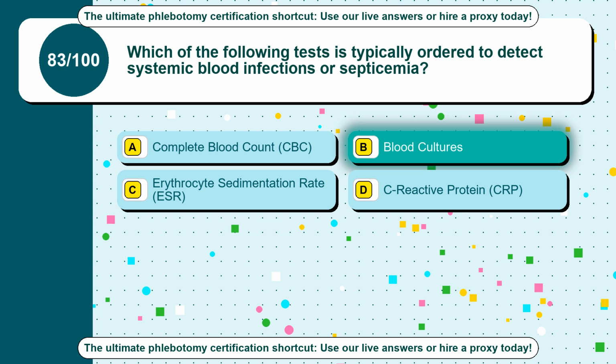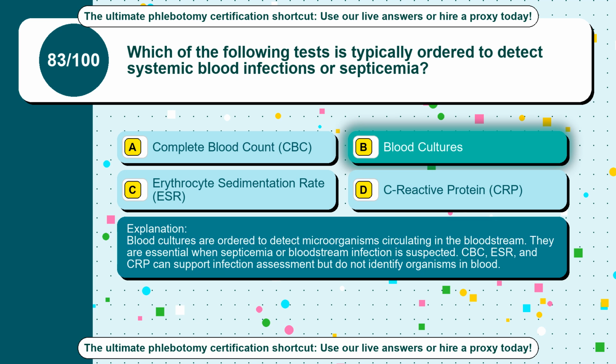The correct answer is option B, blood cultures. Blood cultures are ordered to detect microorganisms circulating in the bloodstream. They are essential when septicemia or bloodstream infection is suspected. CBC, ESR, and CRP can support infection assessment but do not identify organisms in blood.